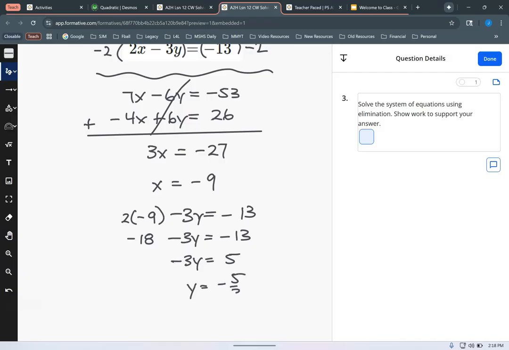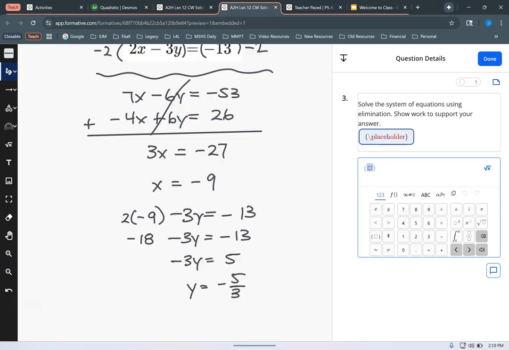Negative 5/3. This is the point where students start coming up to my desk and go, Mr. Vargas, I didn't get a whole number. The answer must be wrong. No, it's not wrong. That actually is the answer. Unless I put it in the format wrong.